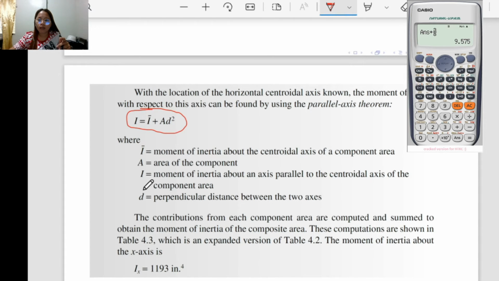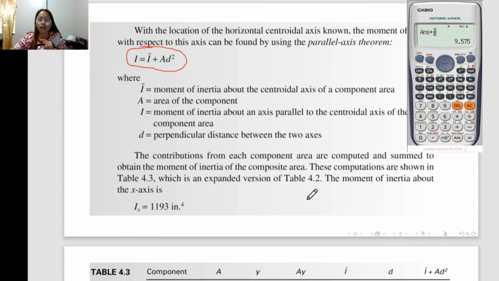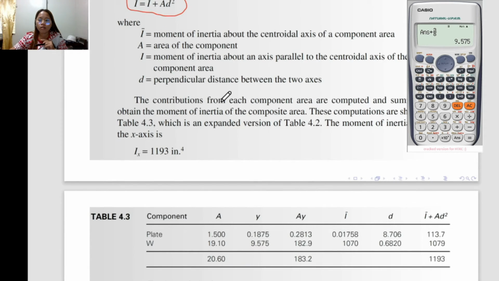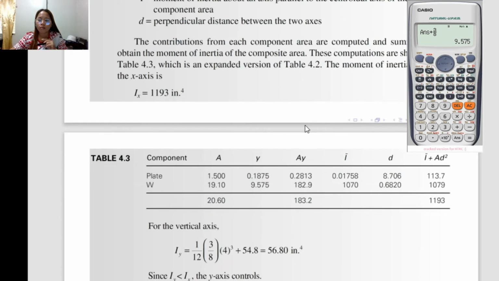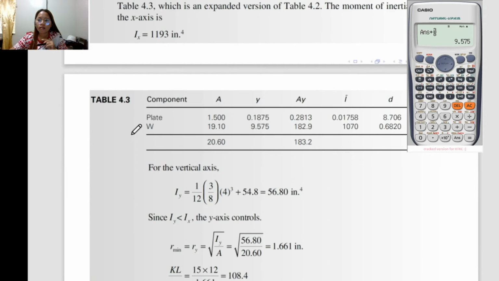For the whole built up member. And D is the perpendicular distance between the two axes. So we have here the contributions of each component area computed and summed to obtain the moment of inertia of the composite area. Okay, these computations are shown in table 4.3, which is an expanded version. So we have here the table, no? Actually, this was just expanded from the table previously.